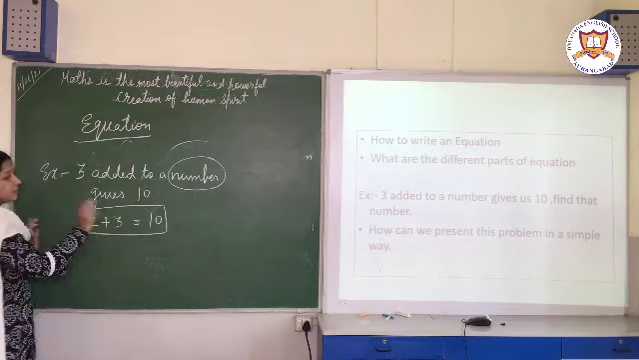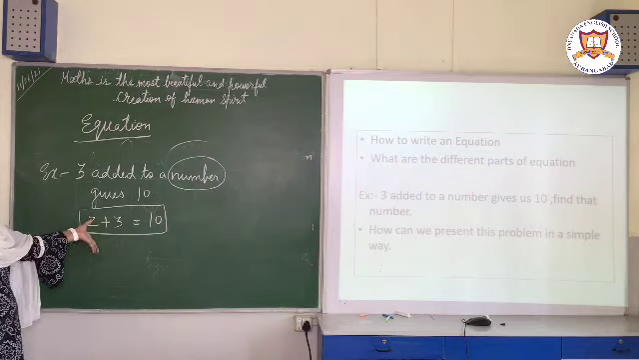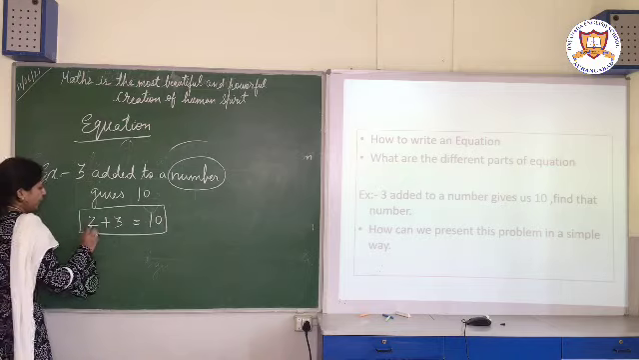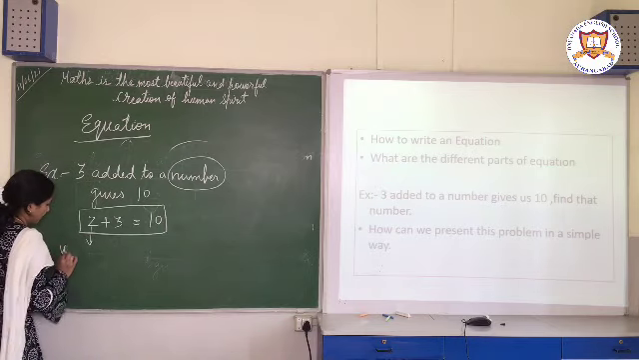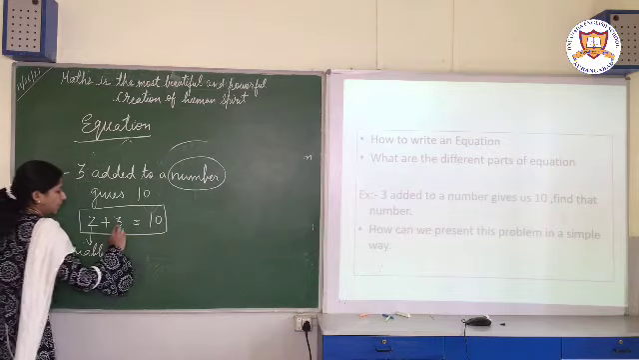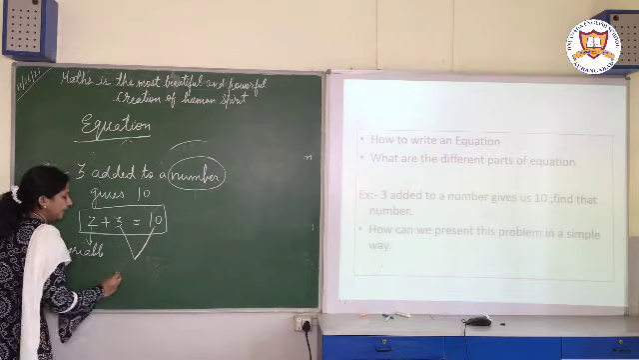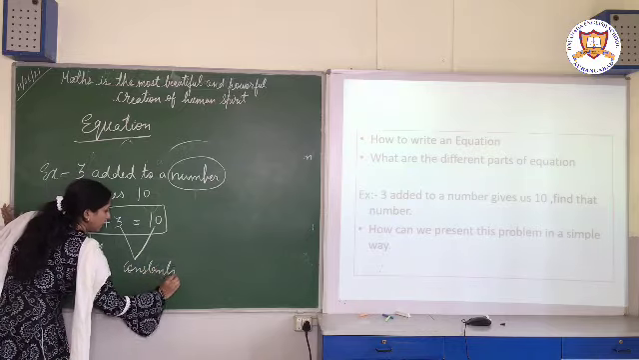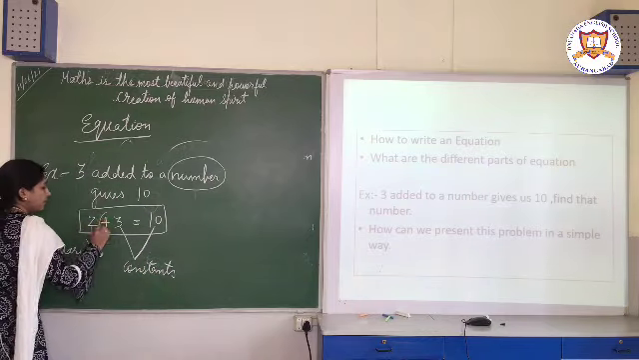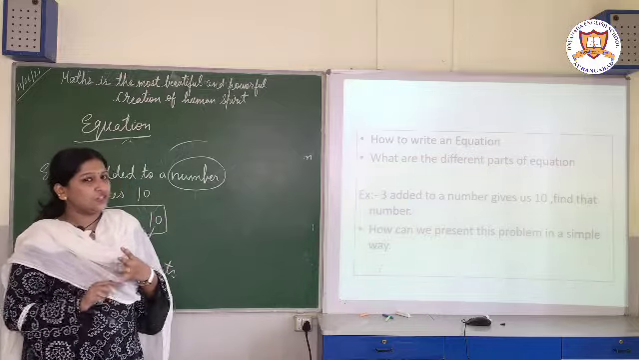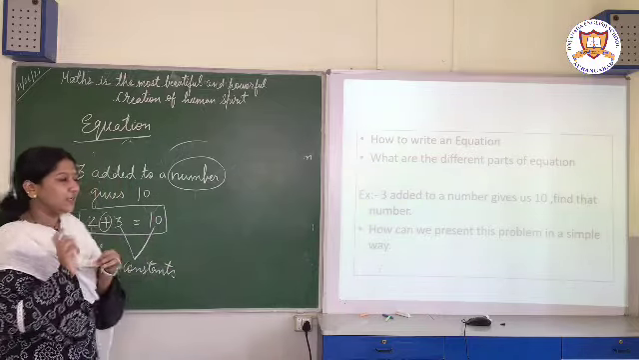So now further we are going, that is, now we have to understand what are the different parts of the equation. Now as I told you, this is the variable, 3 and 10 are constants, and there are 4 operations in maths, you know that, that is the addition, subtraction, division and multiplication.